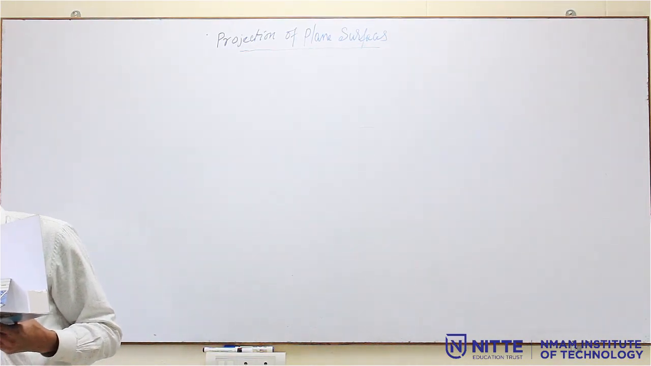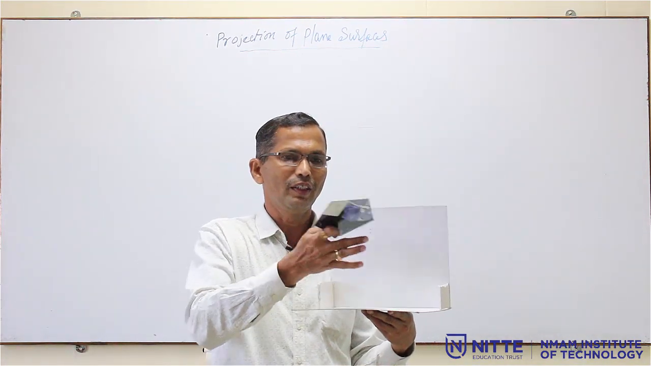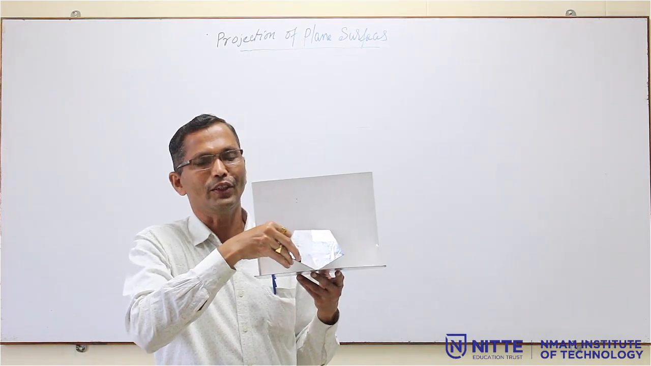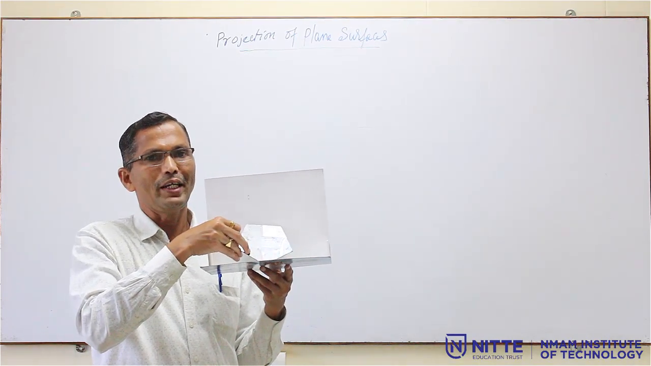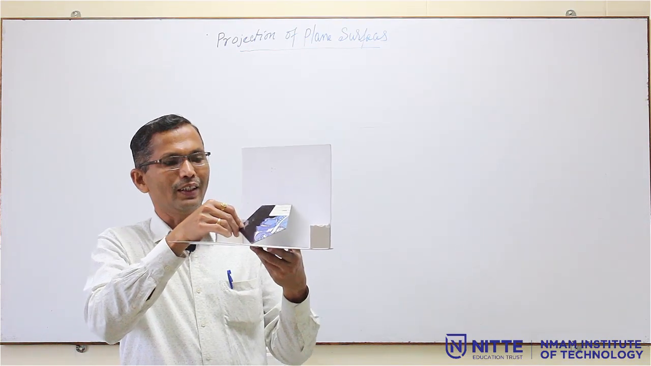The lamina makes 60 degrees with HP. That means this angle is 60 degrees with respect to HP. And what will be the other angle? It is not necessary to give the other angle. It should be the remaining 30 degrees only, because it is a right angle triangle.